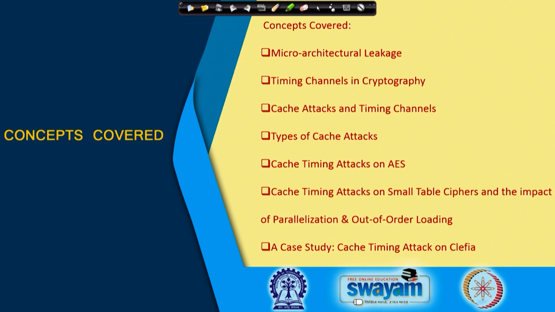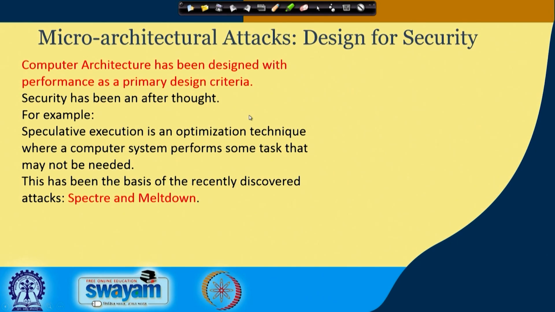We intend to also discuss cache timing attacks on small table ciphers and the impact of techniques like parallelization and out of order loading. And finally, we shall wrap up with a case study on a cipher called Clefia, a cache timing attack on Clefia, which is again a standard block cipher. So first, let us have a quick look at the effect of microarchitectures on security.